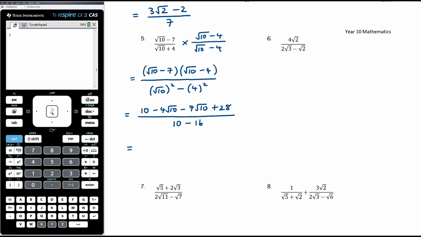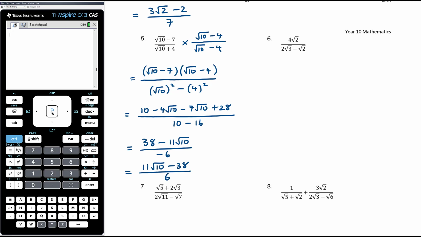Okay, collecting like terms on the numerator, 10 plus 28 is 38, minus 4 root 10 minus 7 root 10 is minus 11 root 10, and the denominator is 10 minus 16, which is negative 6. Again, we've got that negative denominator. Let's multiply everything by negative 1 to get rid of that. So we're going to have positive 11 root 10 minus 38 on the numerator over positive 6.